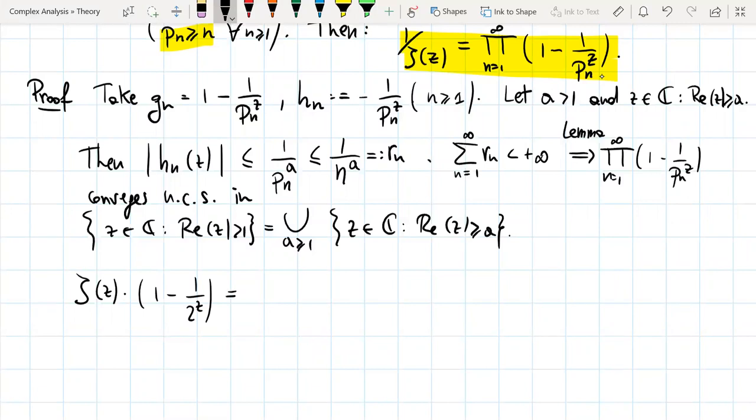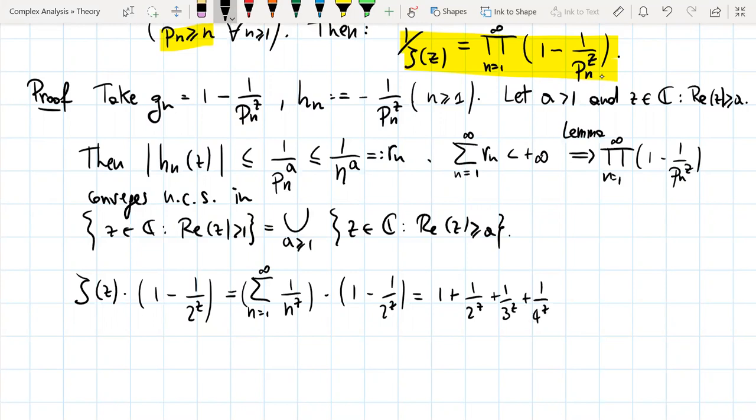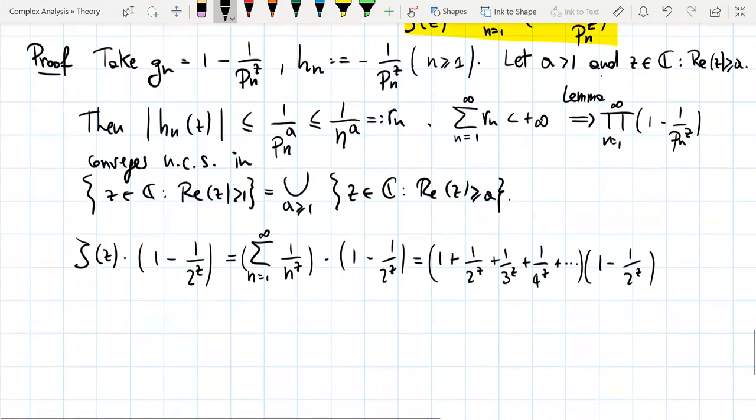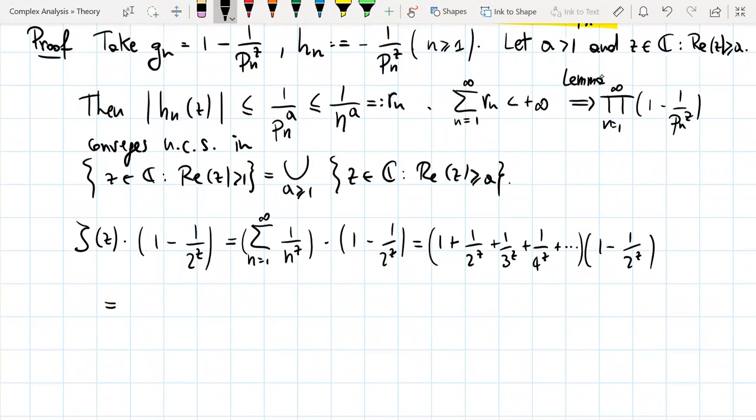So recall zeta was defined as the sum for n going from 1 to infinity of 1 over n to the z, times 1 minus 1 over 2 to the z. So let me write explicitly the sum. So the sum is 1 plus 1 over 2 to the z, 1 over 3 to the z, 1 over 4 to the z, and so on. And then we have to multiply this by 1 minus 1 over 2 to the z. So since the series is convergent, we can do this multiplication term by term.